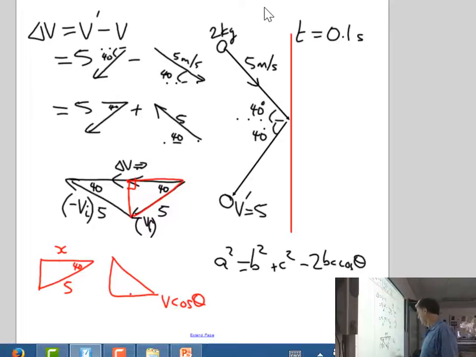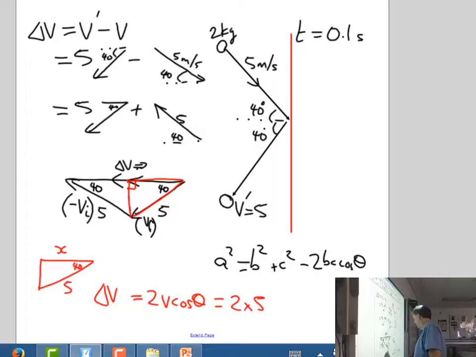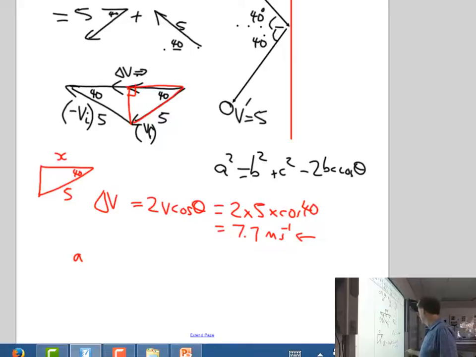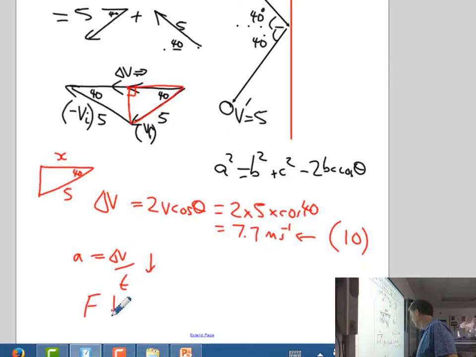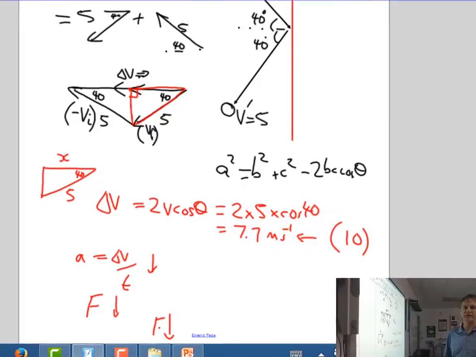So the change in velocity is equal to 2v cos theta. So 2 times 5 times the cosine of 40, and you get 7.7 meters per second to the left is the change in velocity. That means the value is going to be smaller because the last one was 10, wasn't it? So the acceleration, change in velocity over time, is going to be smaller. The force on that ball must be smaller, and therefore the force on the wall is smaller because it's more of a glancing blow. It's always going to be smaller if you're not at 90 degrees. That's when you get the maximum change.